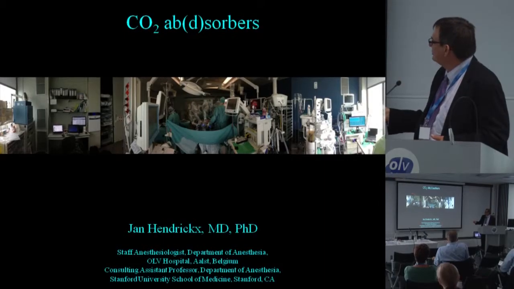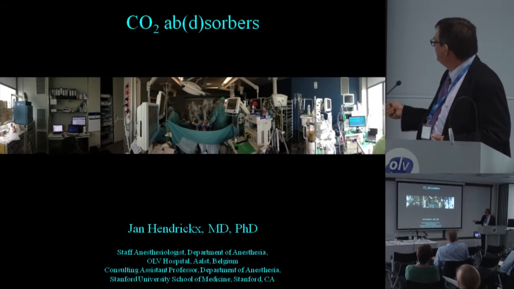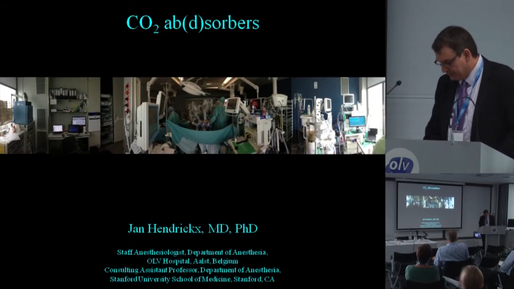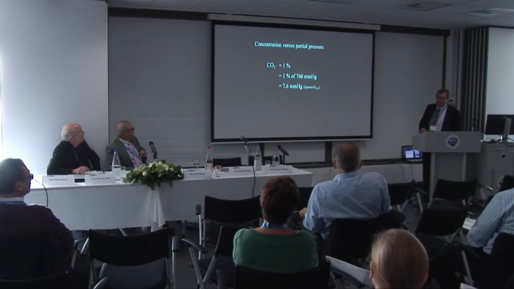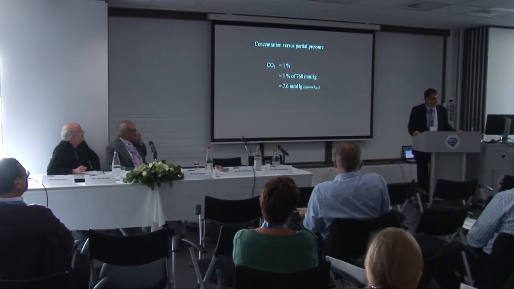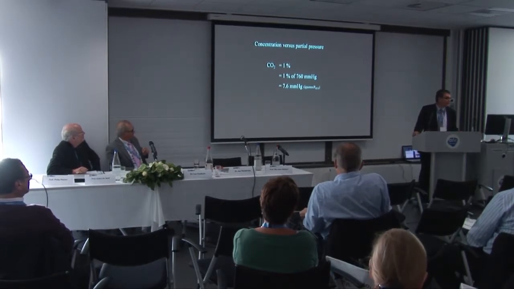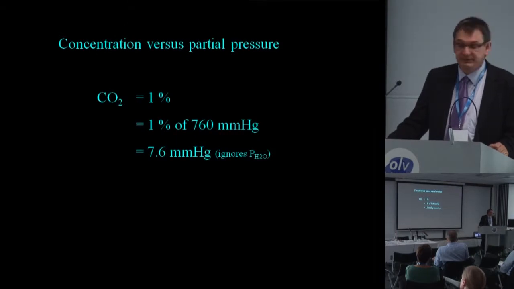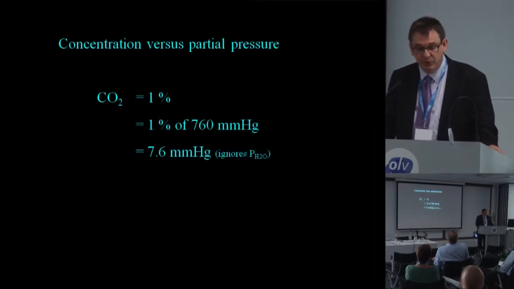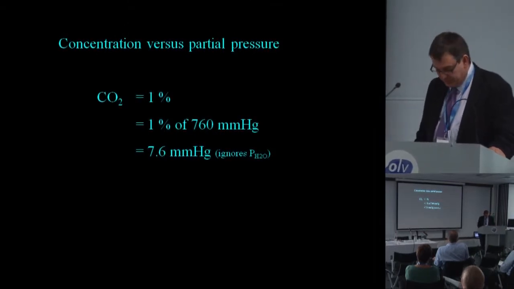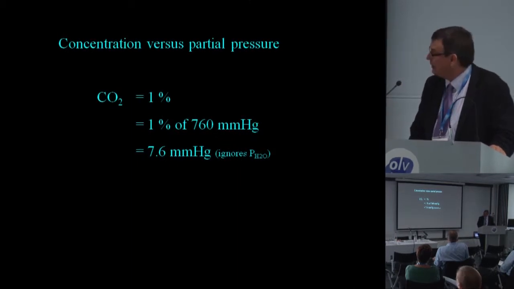So that's the operating room where I'm working. That's my data processing center. Here's the patient. Here I'm checking canisters. So, to get started, a reminder: 1% of CO2 means 1% of 760 millimeters of mercury, which is 7.6 millimeters of mercury, ignoring the water vapor pressure.